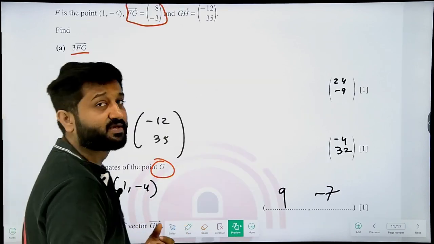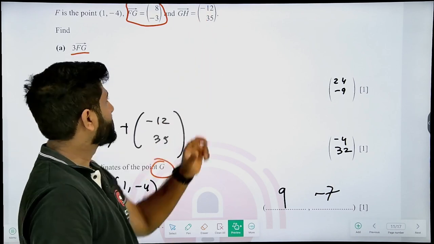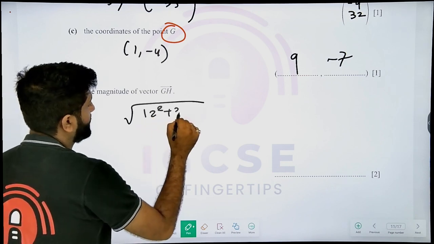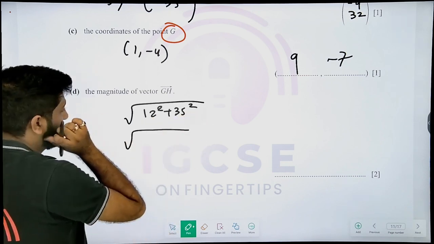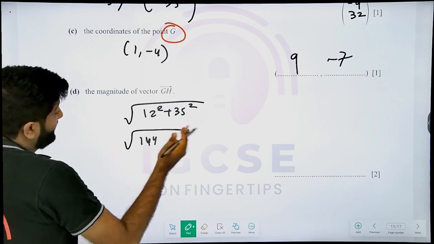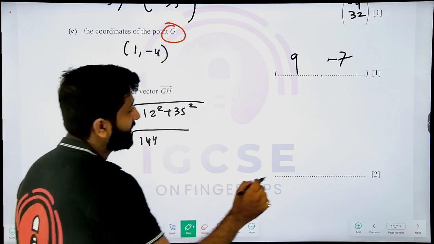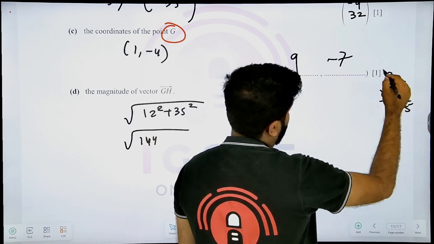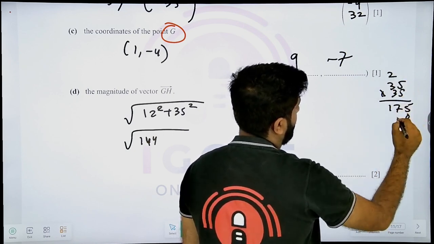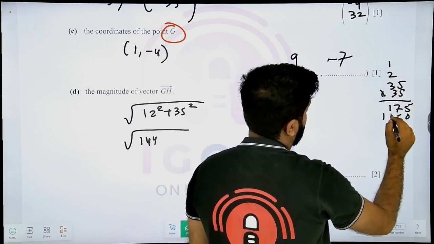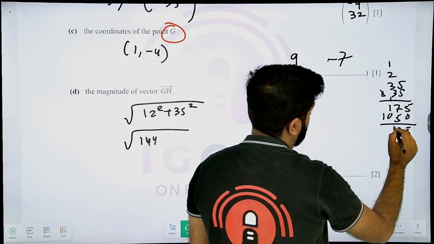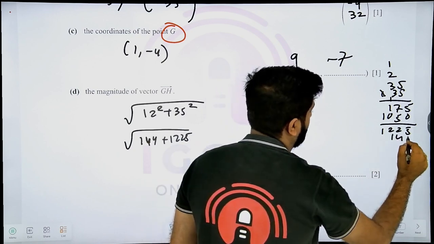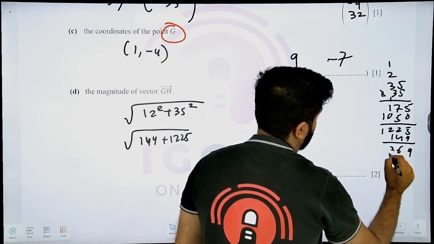Guys, I have already said the magnitude is nothing but the root of 12 squared plus 35 squared. So you have to do the root of 12 squared plus 35 squared. I already know 12 squared is 144 and I will have to find 35 squared. So let me just do the multiplication over here. You have 35 times 35, 5 fives are 25, 5 threes are 15, 15 plus 2 is 17, again 5 threes are 15, 3 threes are 9 plus 1 is 10. So 1225, and I have to add this with 144. So you have 1369.